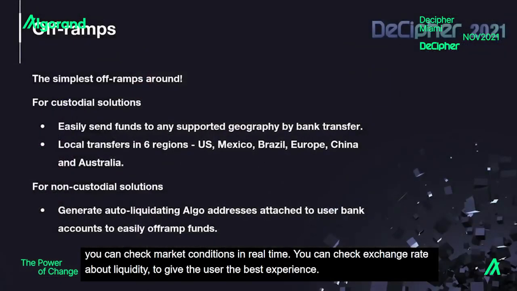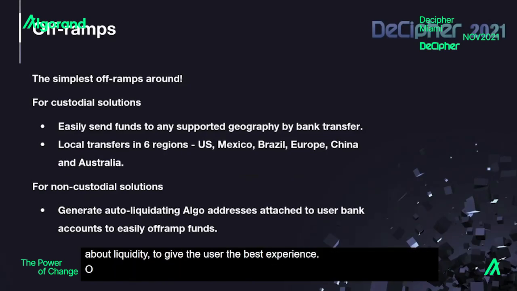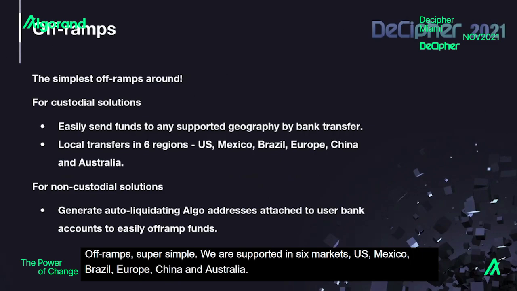And off-ramps, super simple off-ramps. We support 6 markets here, you can see. So the US, Brazil, China, Mexico, Europe. And those are all local transfers, I want to be clear. So just very, very efficient and always adding more to that.